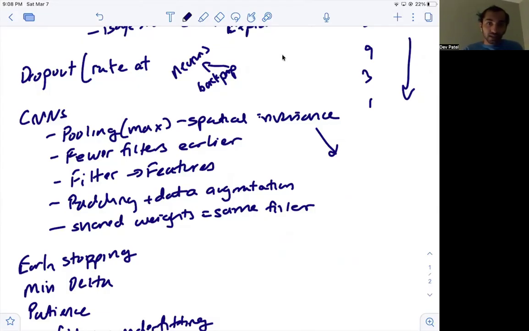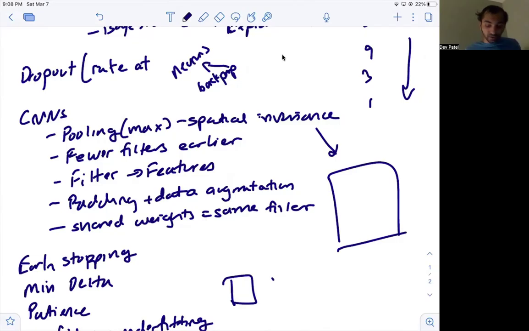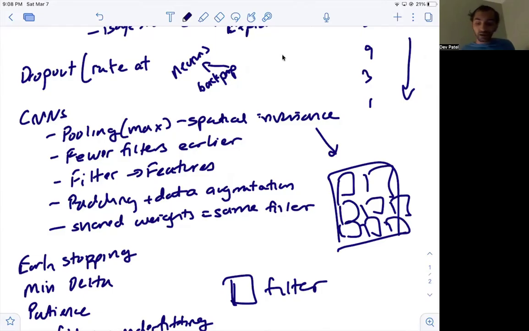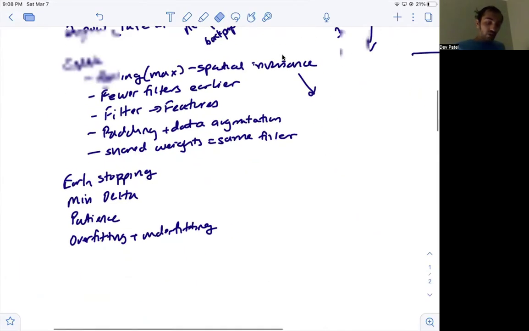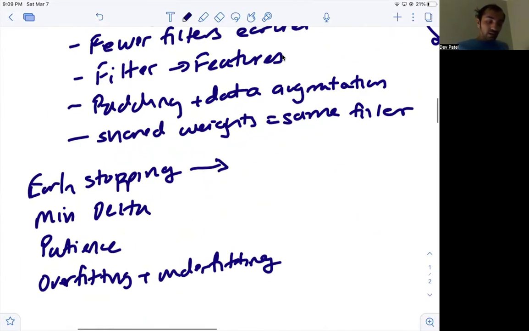The idea of shared weights is that we use the same filter across the entire input matrix. We don't change the filter at all. We apply the same filter. This filter, for example, could be used for detecting vertical lines. And we use that same filter across the entire input matrix, and that determines the presence of that feature in each part of that input image.